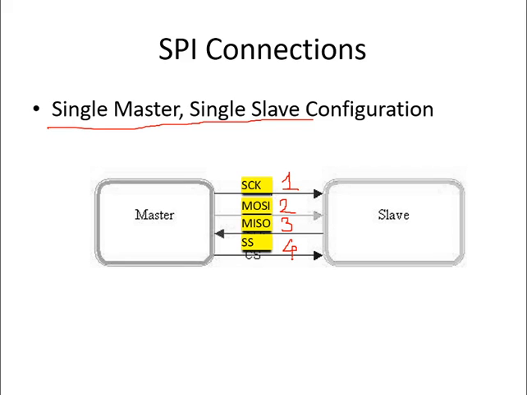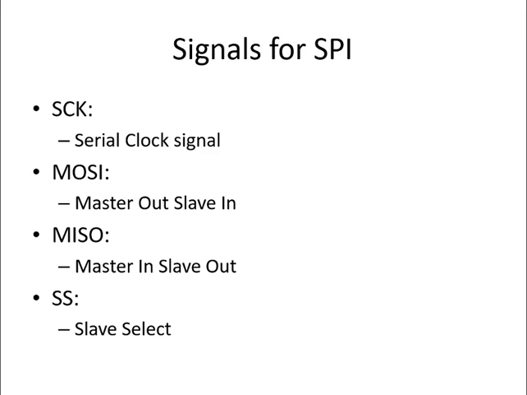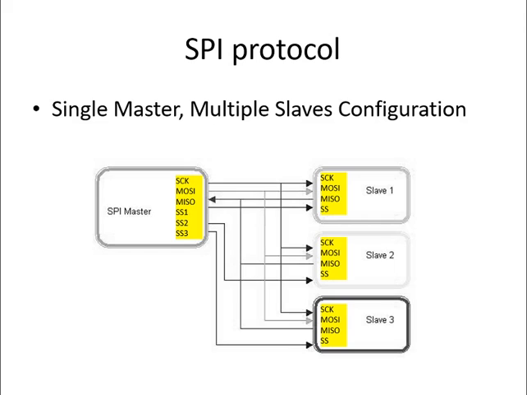Okay, so this is the single master and single slave configuration. One slave is connected to the master using the 4 lines SCK, MOSI, MISO and SS. So here the signals are given. SCK is the serial clock signal, MOSI is master out, slave in, MISO is master in, slave out, and finally SS is slave select. SS is slave select.